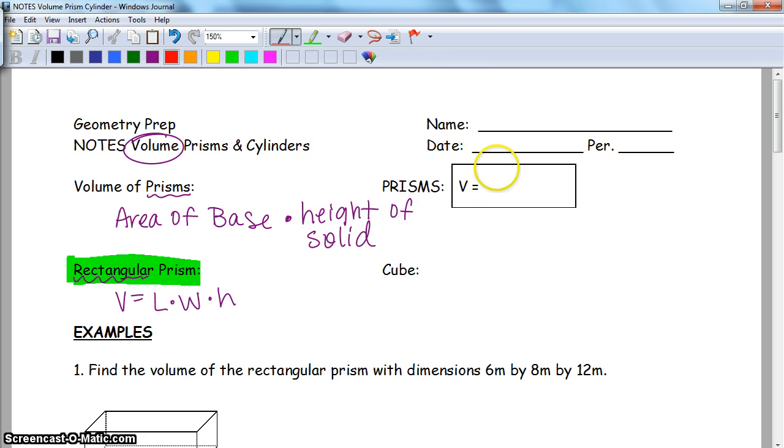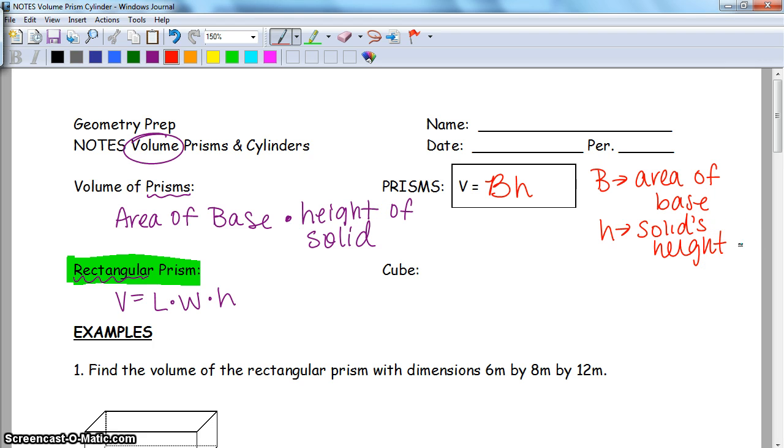So we usually write that as capital B H, where capital B, again, is area of the base, just like last week. And then H is the solid's height. So just be careful. It's not the height of the base. Now a cube, because all the sides are the same, if you were to do length times width times height and they're all the same, you could actually think of it as side cubed.